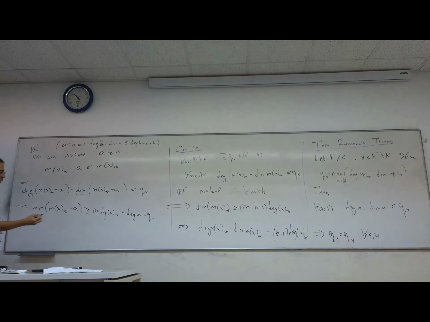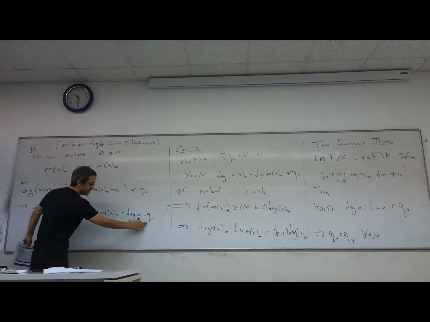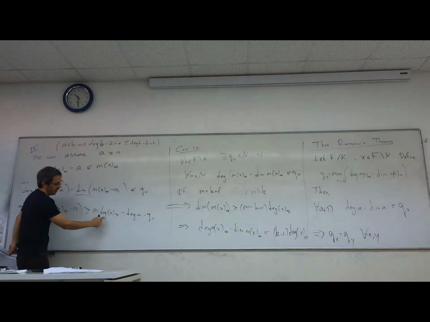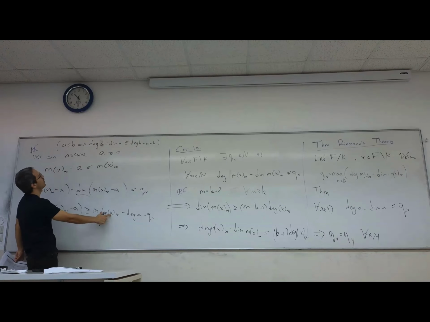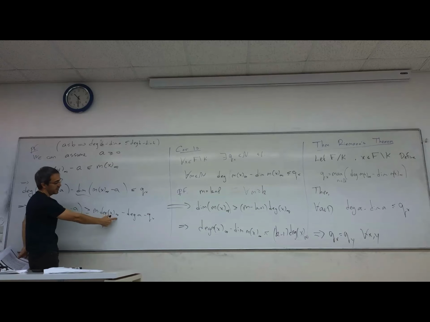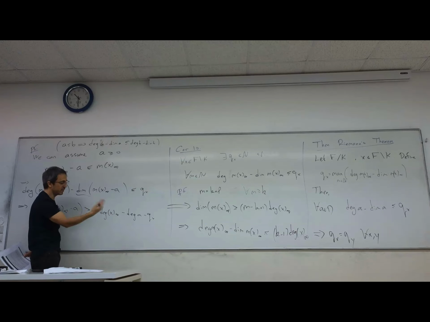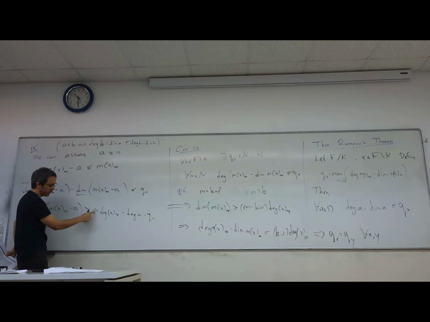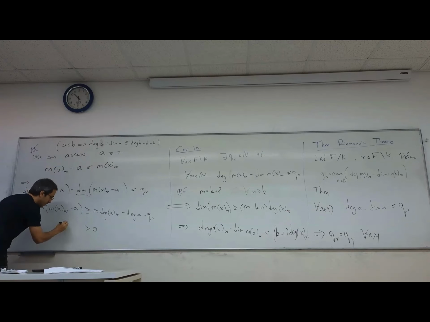Good, so you have this, and now these are just fixed numbers independent of M, and this is non-zero. X was chosen as a function, not a constant, so it has a pole, and because it has a pole, this has degree at least 1. Everything here is positive, so this is at least 1, and so you can take M large enough to make this larger than 0. For large enough M.